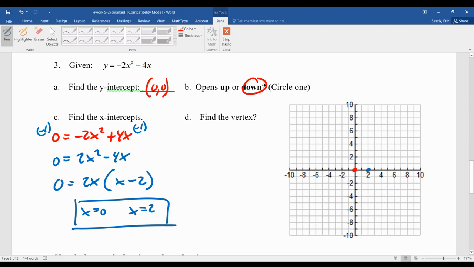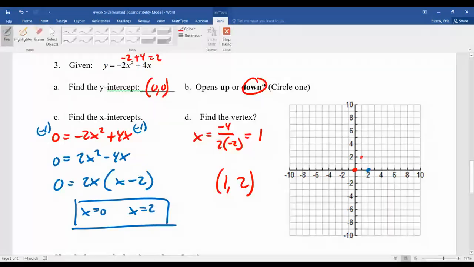Okay. Now my vertex, you can actually tell what the x value is going to be just by looking at these two solutions. Anyway, the x value, opposite b over 2a, well, the opposite of b is -4 over 2 times a. -4 over -4 is simply going to be 1. So I have 1 comma something. So let's see. 1 squared is just 1 times -2 is -2. -2 plus 4 is 2. So my y value is 2.